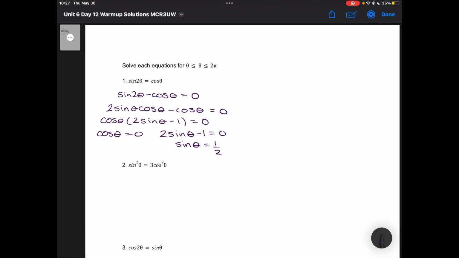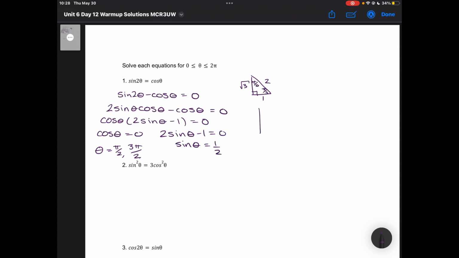So in my first one, cos theta equaling 0, my solutions would be pi over 2 and 3 pi over 2. And then in my second one, I know that 1 over 2 is a trig ratio from my special triangle. So I'm going to draw that trig ratio. I've got 1, 2, and root 3. This is pi over 3 and pi over 6.